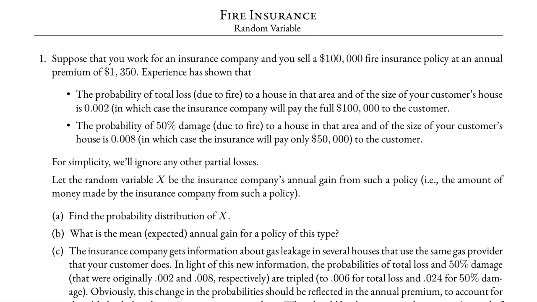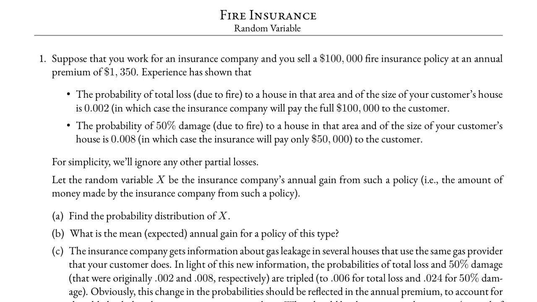Fire insurance. Suppose that you work for an insurance company and you sell a $100,000 fire insurance policy at the annual premium of $1,350. Experience has shown that the probability that total loss due to fire to a house in that area and of the size of your customer's house is 0.002, in which case the insurance company will pay the full $100,000 to the customer.